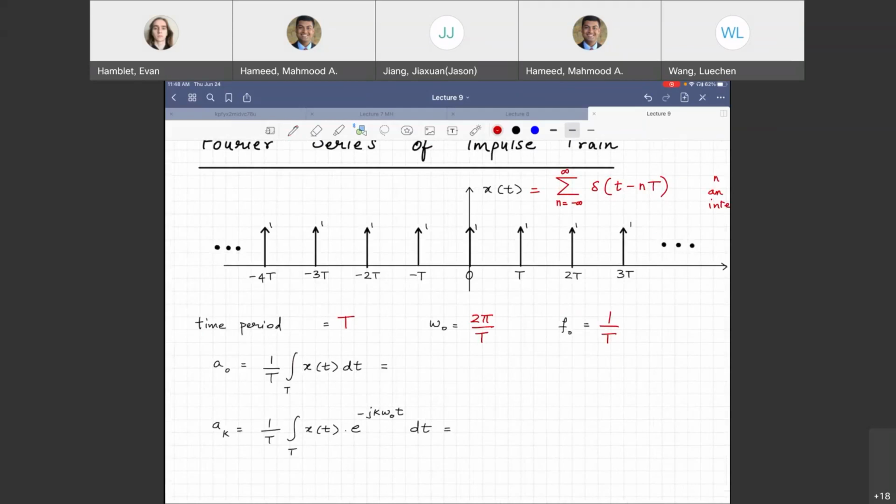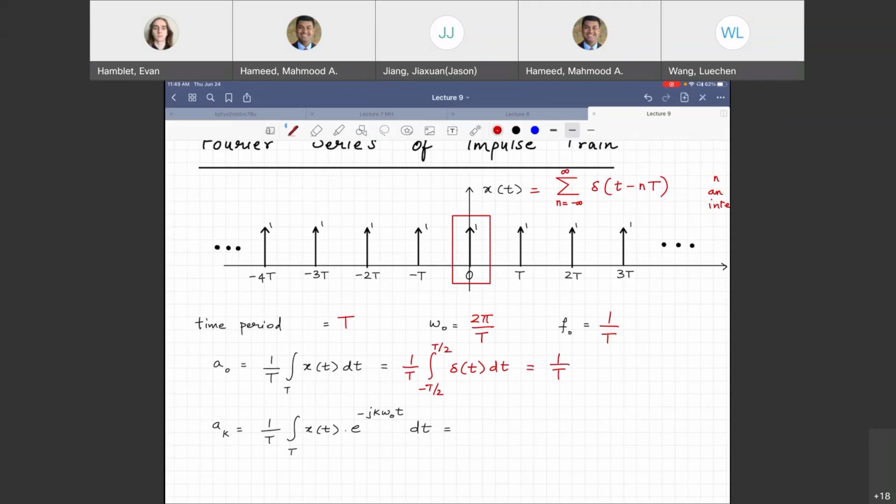I need to consider this guy, right? I'm going to say 1 over T, which time period should I use? 0 to T or negative T over 2 to T over 2? Yep. And then what do I have after that? Done? Okay. So what is this going to give me? Just 1 over T.